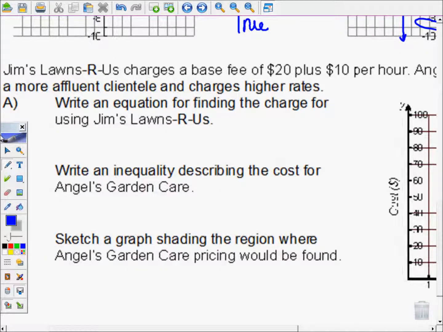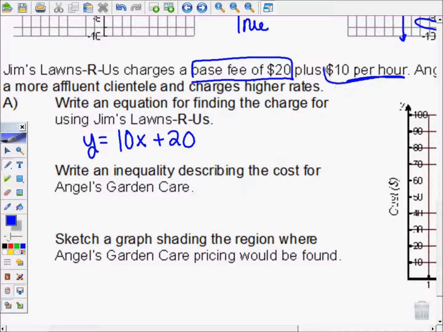So Jim's Lawns R Us, how would we write that? How much is this charge? Y equals 10x plus 20. Our keyword here is base, which means that's where we started. And when we start mathematically, that's called our intercept. And per hour, this is our rate of change. And rate of change means what? Slope. So this is his equation.